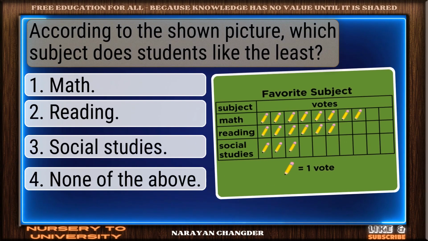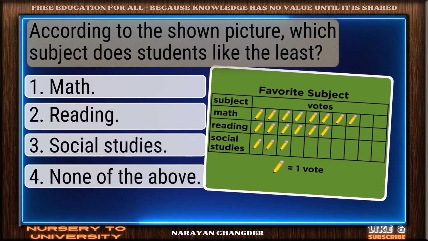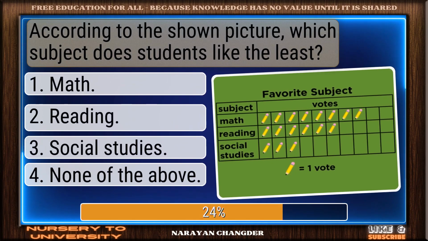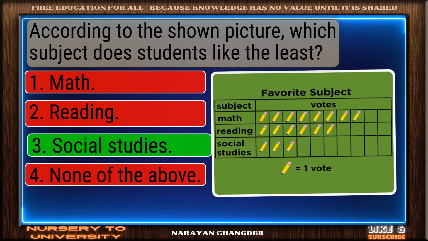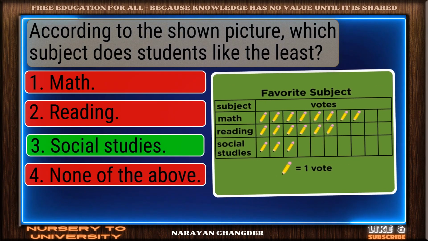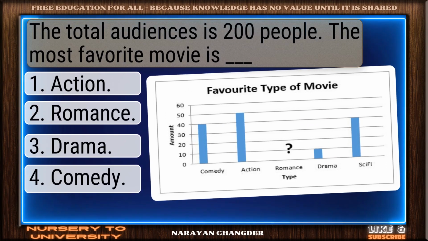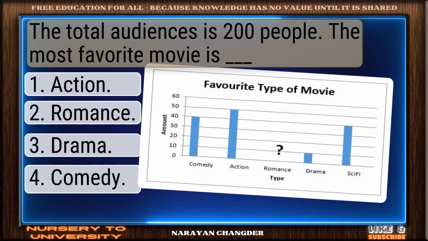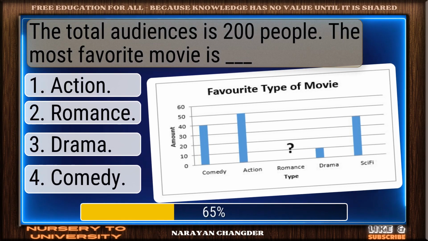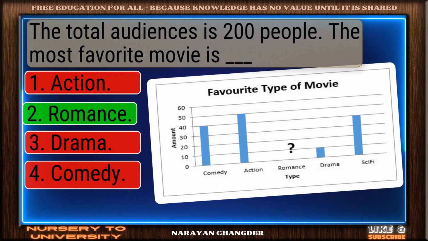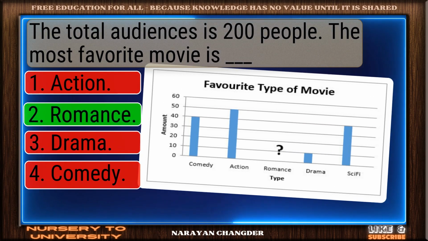According to the shown picture, which subject do students like the least? Nice selection. Social studies is the correct and valid answer. The total audience is 200 people. The most favorite movie is Dash. Nicely done. Romance is a solid answer.